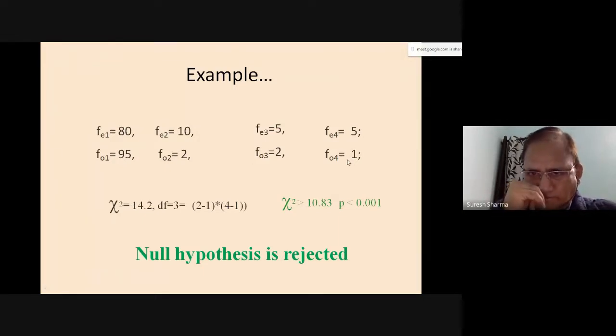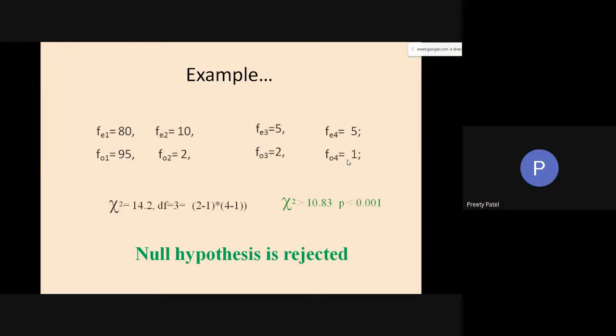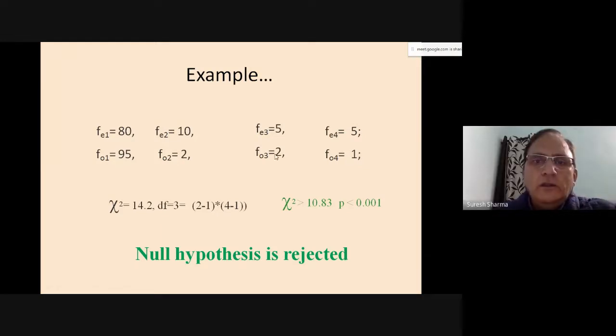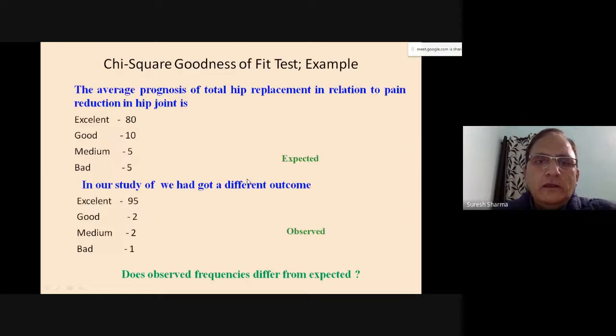Yes, sir. Now you see, if I make a table of this, I'll write expected here, I'll write observed here. Then there will be 4 rows: excellent, good, medium, bad. You will have 4 rows and 2 columns, one column for expected, another for observed. Sorry, not a 2 by 2 table, a 4 by 2 table: 4 rows and 2 columns. Clear? Yes, sir.